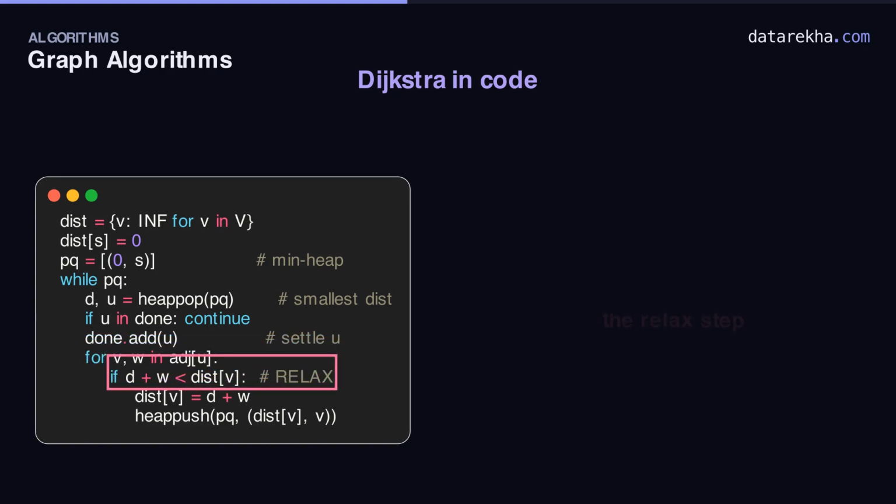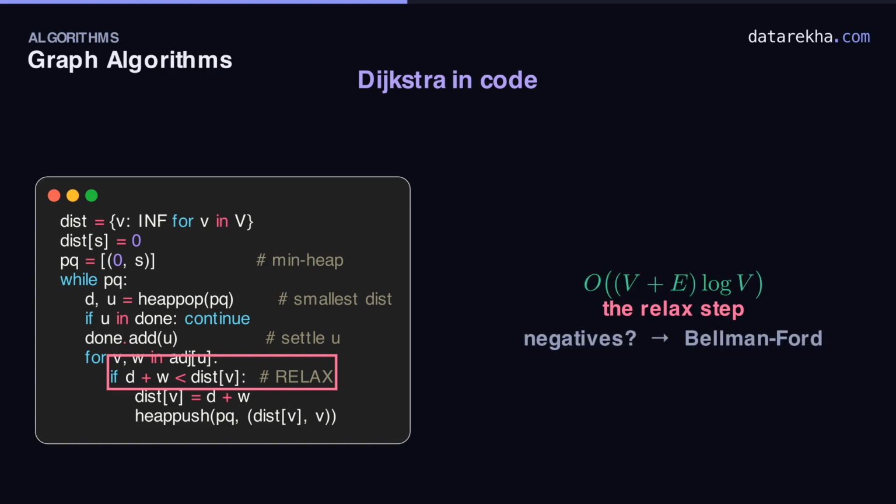And this is the heart of it, the relaxation. If reaching V through U is shorter than V's current best, lower V's distance and push the better value back into the heap. Every edge is relaxed once. The heap keeps the order right. With a heap, the whole thing runs in order V plus E times log V, fast enough for road networks with millions of junctions. If negative weights are possible instead, you'd swap in the Bellman-Ford algorithm.